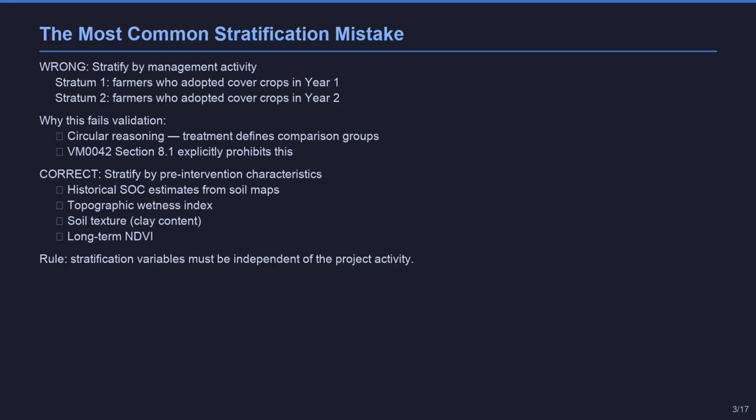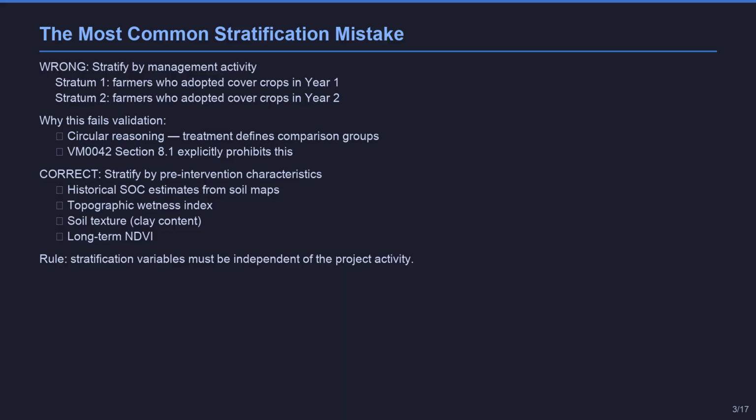Here's the mistake that appears in the list of top 15 rejection reasons. A lot of project developers stratify by the management activity they're implementing. Stratum 1. Farmers who adopted cover crops in year 1. Stratum 2. Farmers who adopted in year 2. This is circular reasoning. You're using the treatment to define the comparison groups.